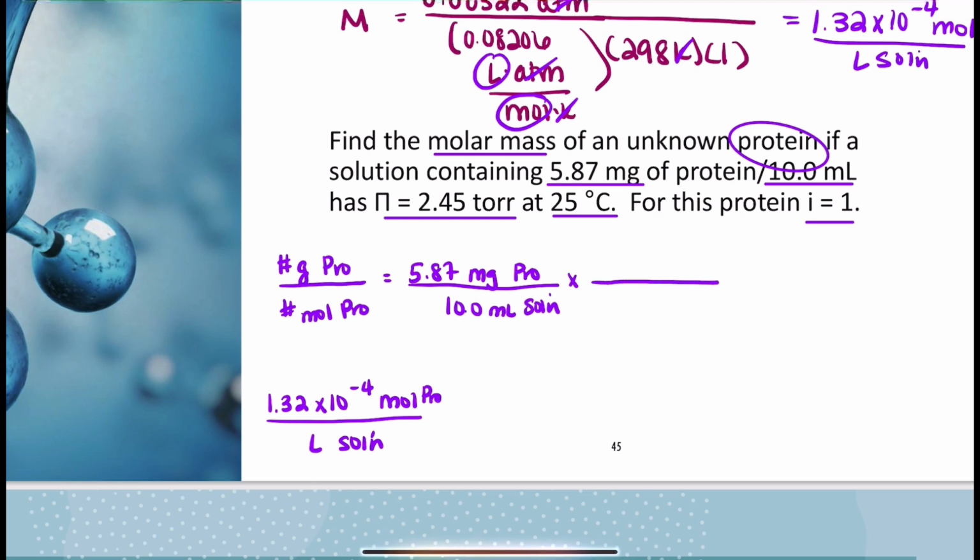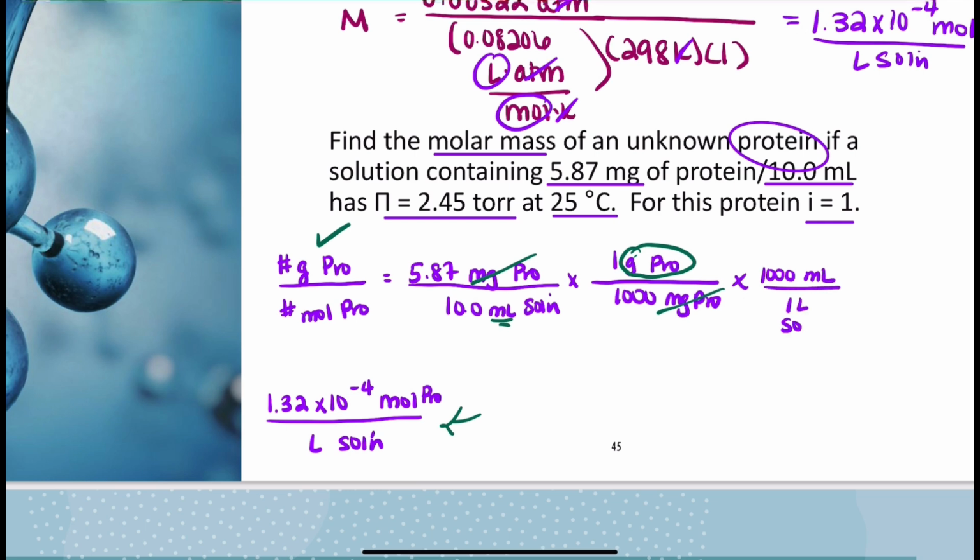I want grams of protein. Well, I know that 1 gram of protein contains 1,000 milligrams of protein. So that cancels those units, and I get my grams. Now I just have to worry about that denominator. I've got 10 mils of solution here. I've got molarity here, but it's in liters. I'm going to have to get those units to cancel out somehow. So I know that there are 1,000 mils in every 1 liter of solution. My mils cancel out, and I'm in liters.